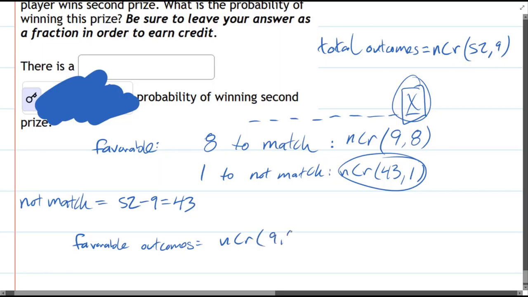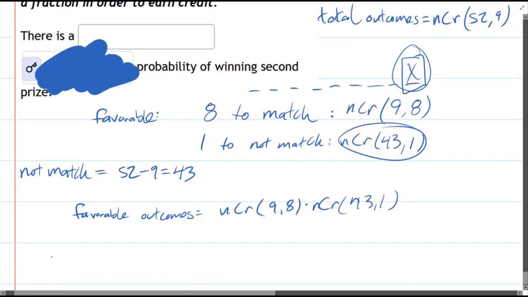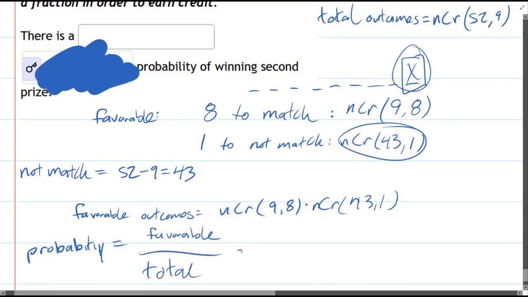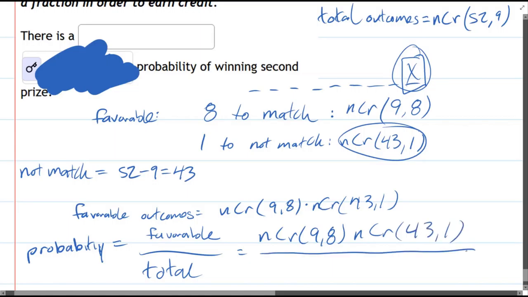nCr 9 comma 8 times nCr 43 comma 1, and we put these together for the probability. Probability is going to be favorable divided by total. And our favorable is that product right above, nCr 9,8 times nCr 43,1 divided by the big nCr 52,9.